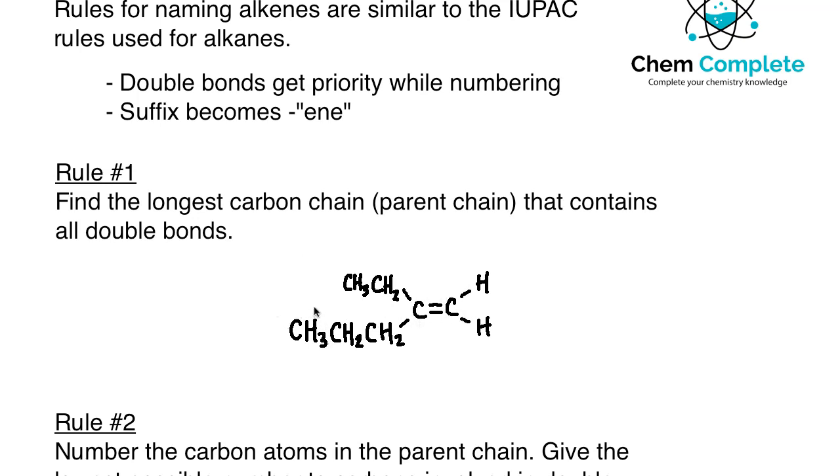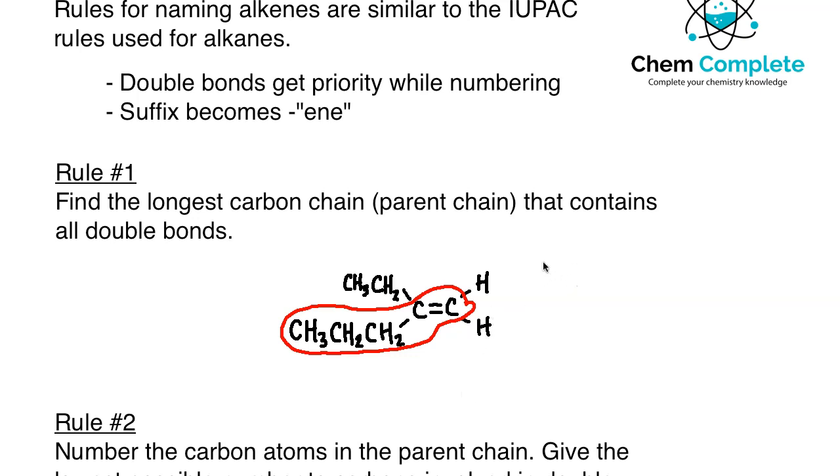If I were to look at this as the longest chain, because I can count a total of six, that would not be acceptable, because one of the carbons, this one here, is not included in that chain. So that would not be a way that I could identify the parent chain for this compound. What I would need to do is include both carbons that are involved in the double bond, and then I could either take the top or the bottom path. The bottom path has more carbons, so it will be the longest carbon chain.